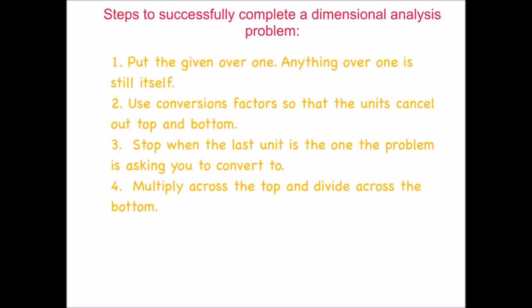Okay, so steps to successfully complete a dimensional analysis problem. First thing is you're going to want to put the given over 1. And remember, anything over 1 is still itself, so you're not changing the problem when you do that. Step 2, use any conversion factors that you're given, and also any ones that you were told to memorize or that you just know because you've lived on this planet. Like, for instance, 1 foot equals 12 inches, and so on and so forth.